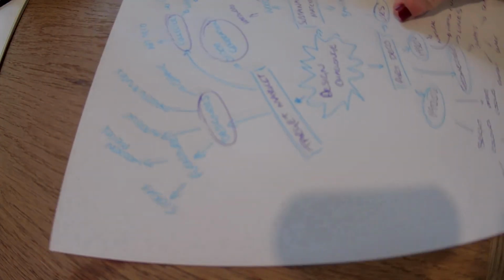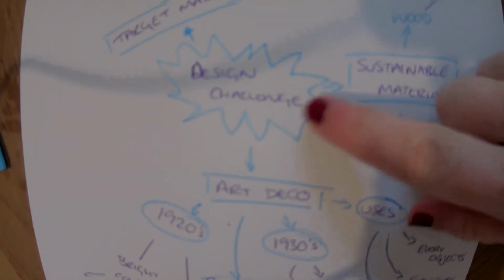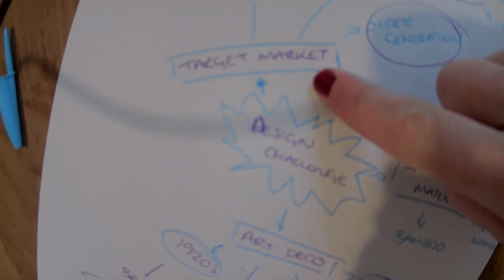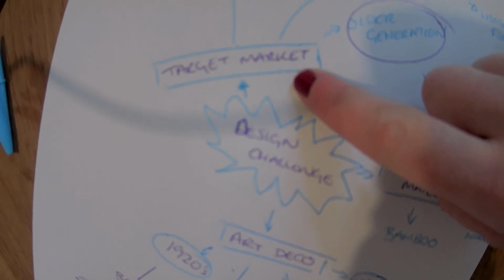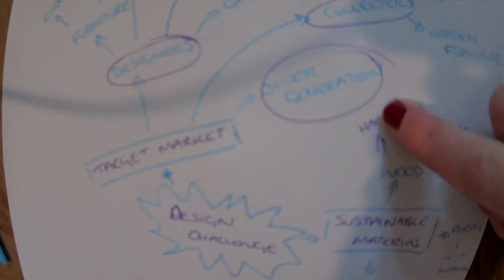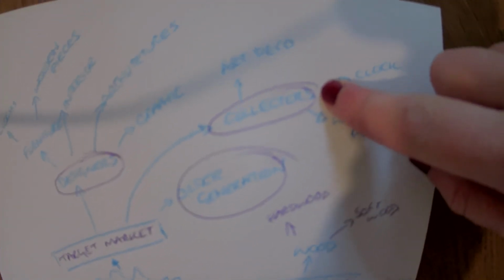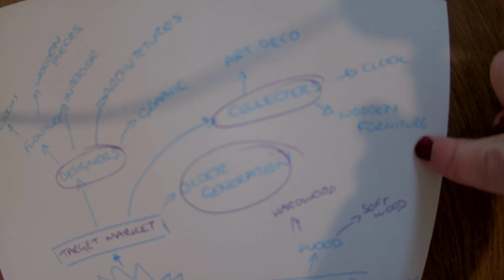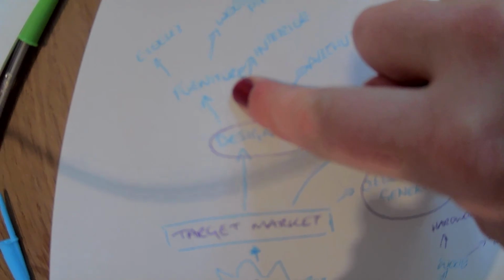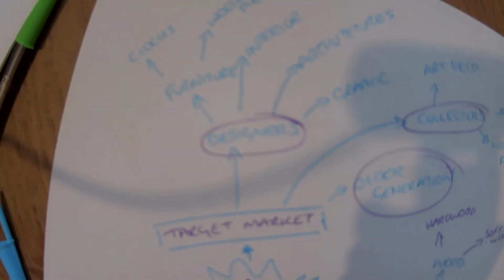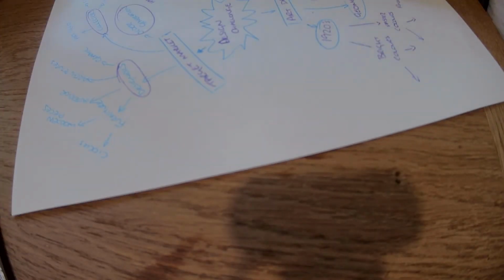Okay, again, I'll show you my web camera. So coming off the design challenge, we've got the keywords target market, which remember is the demographic that our product is aimed at. And then we've got the older generation. I know it's blurry. Collectors, and I've branched that out to be what type of collectors. And designers, and then what type of designers. And with furniture designer, I even went out and said maybe what type of furniture, such as clocks or wooden pieces.